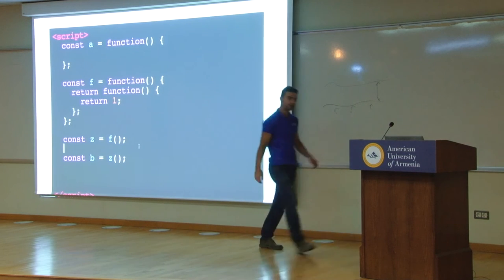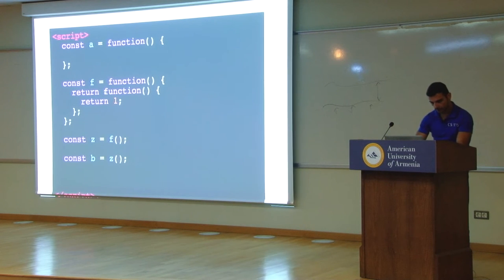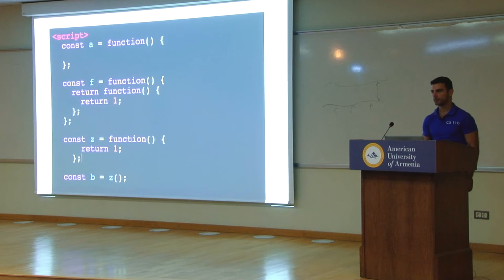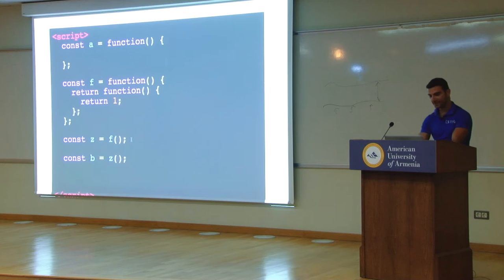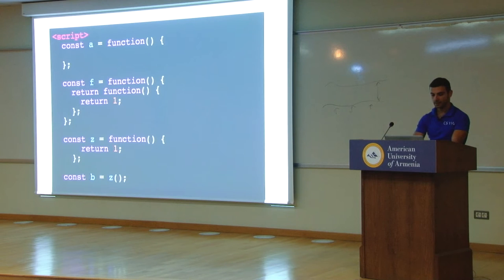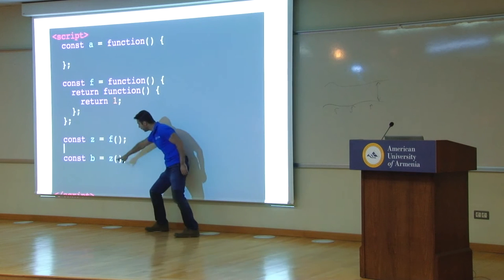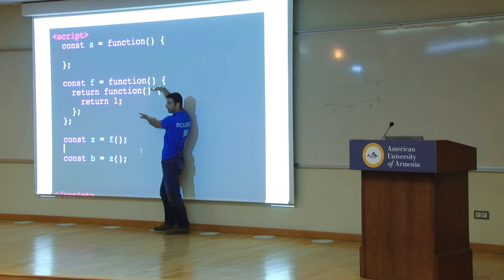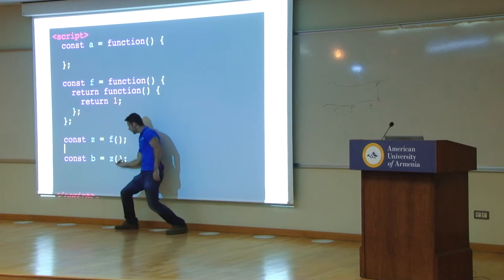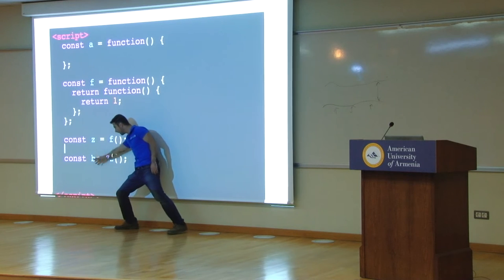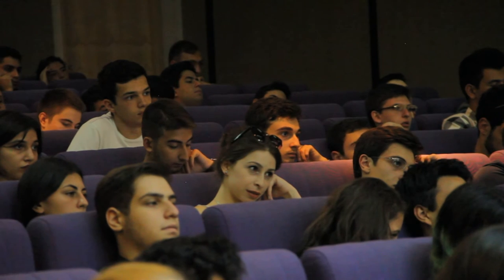It's the same thing as if I did, wait for it, that. This is the same thing as that. This is the same thing as that. You guys get it? Good. Okay, so now z has this function in it. I then call z, which is this function. And what gets returned by this function? A 1, which means this returns a 1. Actually, this turns into a 1 and gets assigned to b. Yes?